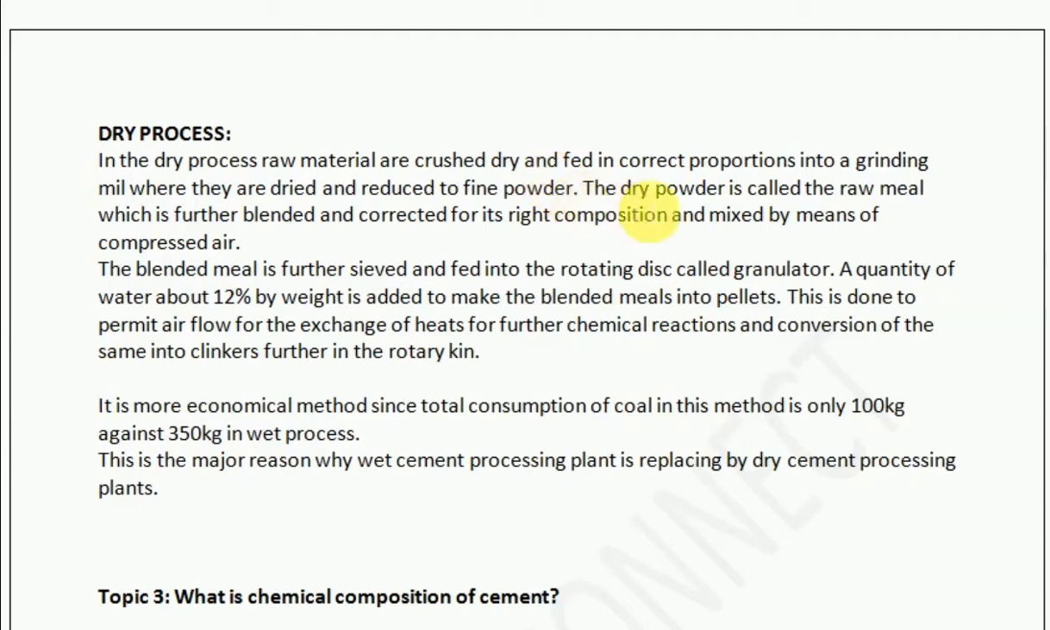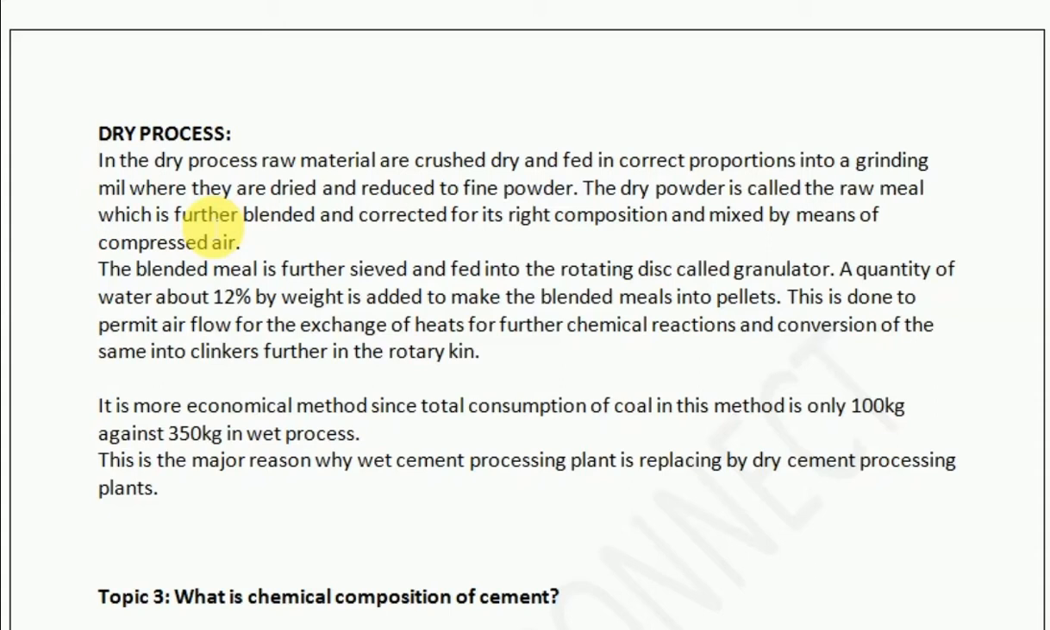Now, the dry powder is called the raw meal, which is further blended, corrected for its right composition, and mixed by means of an air compressor. So in the wet process we used to make slurry, but in the dry process we make a blend known as the raw meal, which is then corrected to the correct composition. The benefit of this is that water is not required while grinding the raw material.